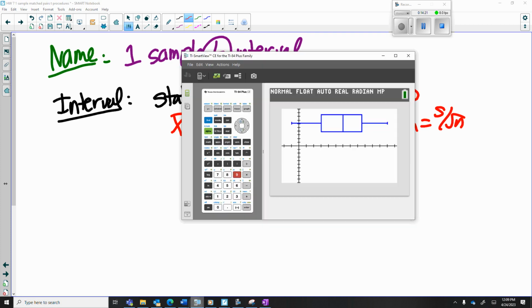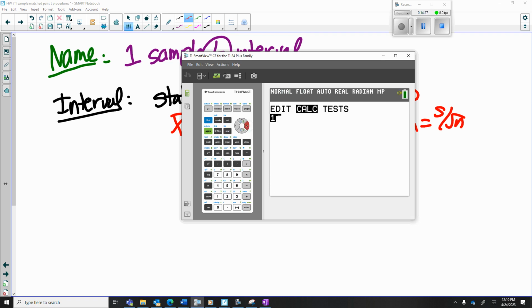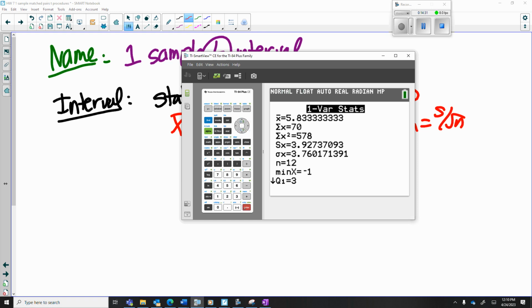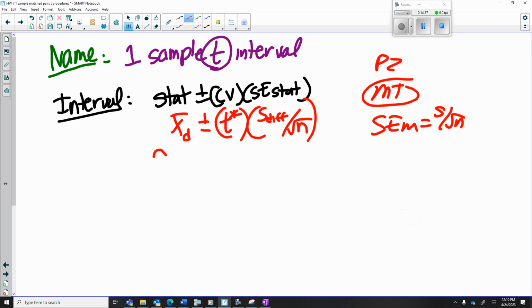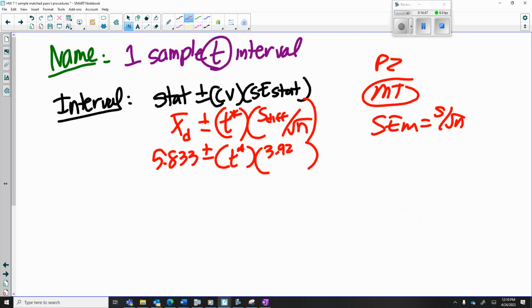All right. So remember, our differences were located in stat edit L3 for me. So if I had run stat calc 1 var stat L3, I would have had the x bar of the differences and the s of the differences. So I'm going to put in 5.8333 plus or minus t star. I'm going to have to look it up, and I can. And s is 3.927 over radical 12.